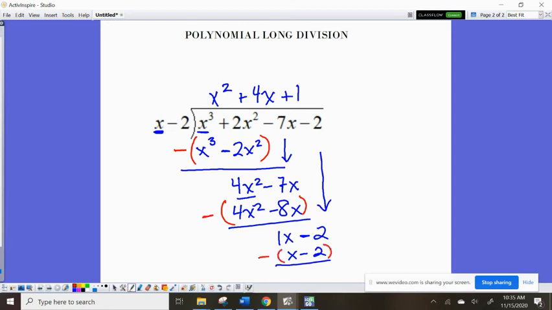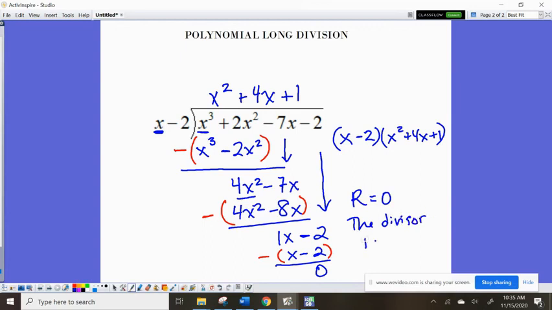1x minus x leaves us with nothing. Negative 2 plus 2 leaves us with nothing. That tells us that the remainder is 0 and that x minus 2 is a factor of this cubic polynomial. So our cubic polynomial could be written as x minus 2 times x squared plus 4x plus 1. So if your remainder equals 0, the divisor is a factor.